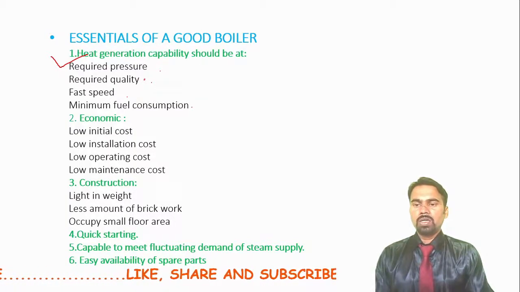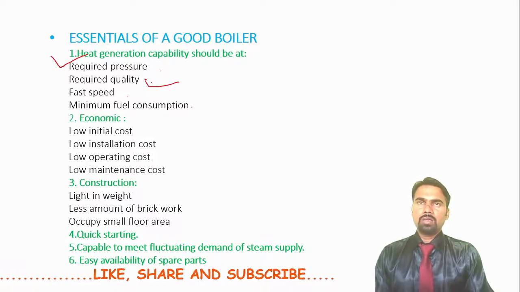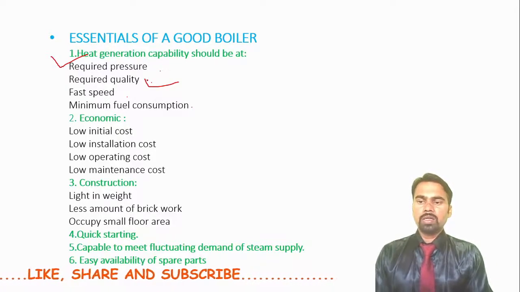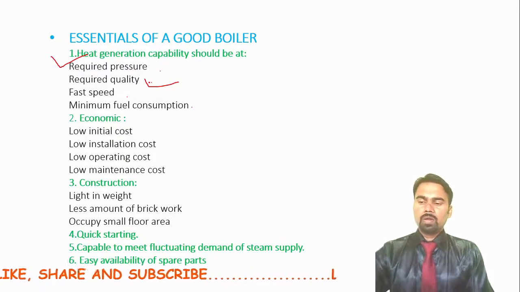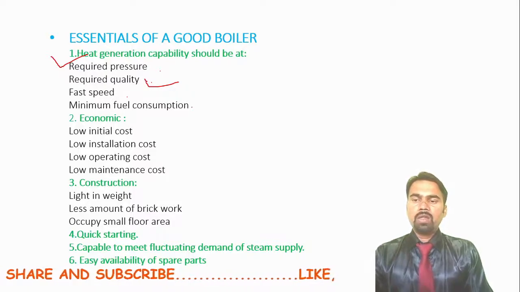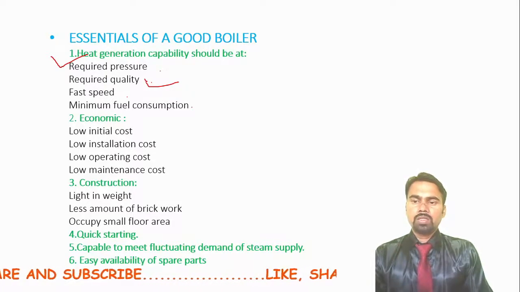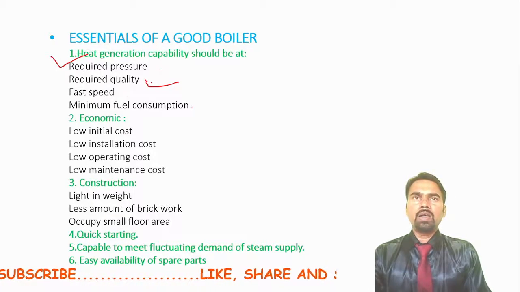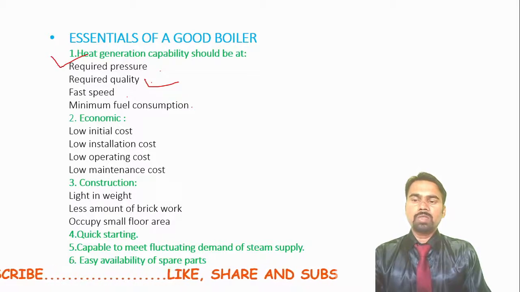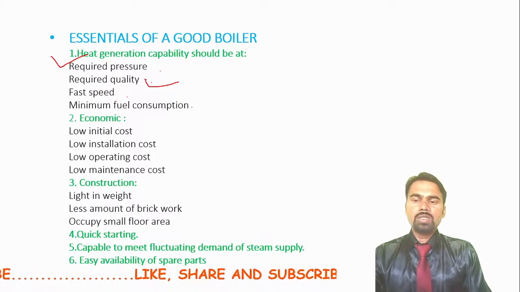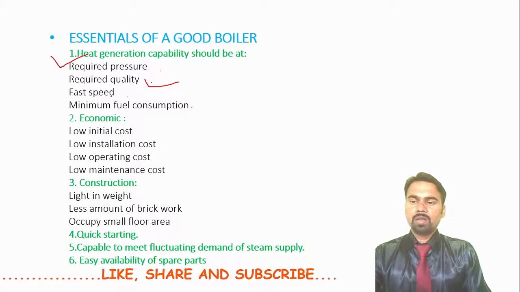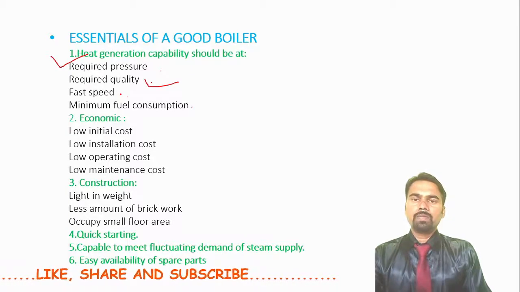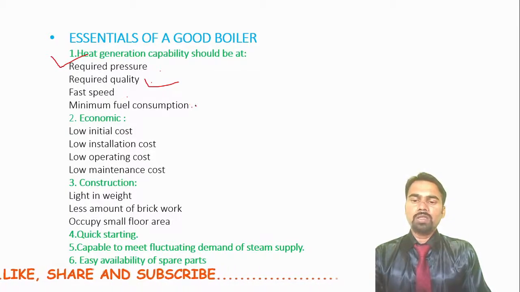Then required quality in the sense, suppose in case of power plant we require a superheated steam, so it should fulfill the required quality. Okay, not saturated steam. Saturated steam means it is a combination of vapor and liquid form. So this type of steam is not required in power plant. Only superheated steam is required. Then fast speed. With fast speed there should be steam generation. Then minimum fuel consumption.